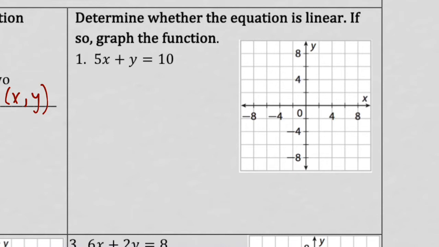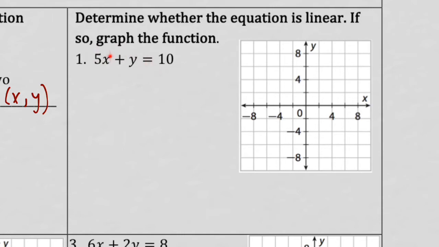Right, let's move on to our first example, number 1, which is right there on your notes. The instructions say, determine whether the equation is linear. If so, graph the function. So first we've got to determine if it's linear or not. And once we determine yes or no if it's linear, we're going to graph it. So first what I'm going to do is just look at it and see, can I tell just by looking at it if it's linear?